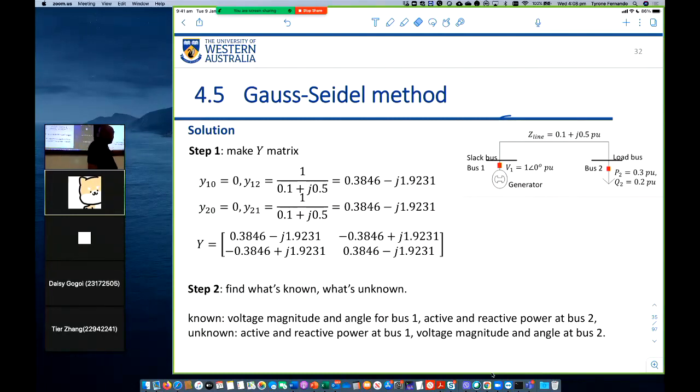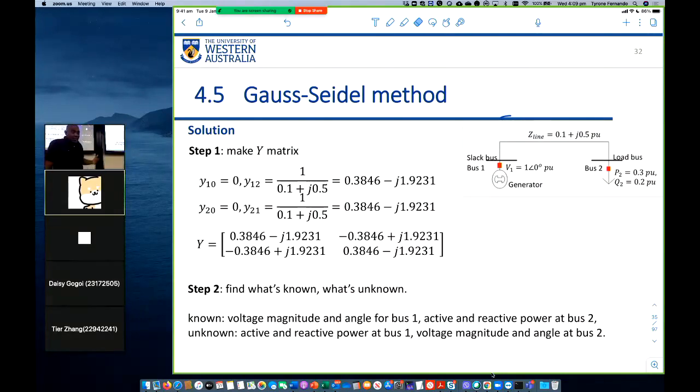So what is the 1,1 element? The 1,1 element is the admittance of all the lines connecting to bus 1, which is the admittance of the line that we see, which is 0.3846 minus j1.9231, right? The 2,2 element is going to be the same because it's only one line connecting bus 2. And the off-diagonal terms are the admittance of the line connecting 1 and 2, negated. So take that value, negate it, and that's the 1,2 element and the 2,1 element.